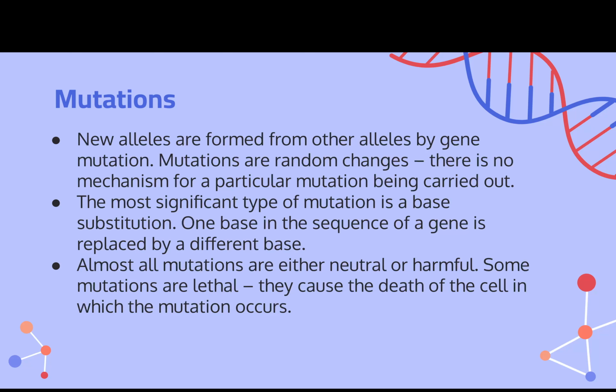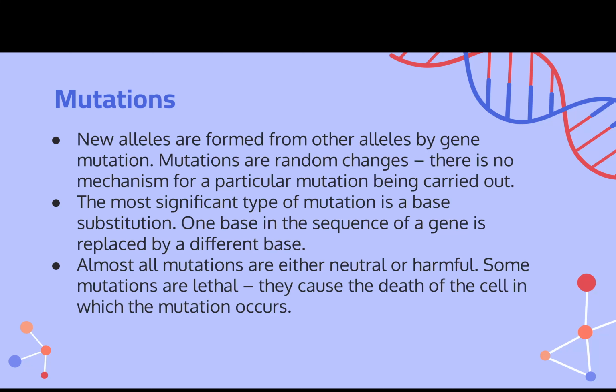The most significant type of mutation is base substitution. This happens when one base in the sequence of a gene is replaced by a different base. So if, for example, the sequence of bases is supposed to be AGCT, and instead of AGCT it becomes AGCA, that's basically what base substitution means. So when this happens, obviously, since you're changing over one of the bases, it changes what the allele is, and that's when mutations come about.